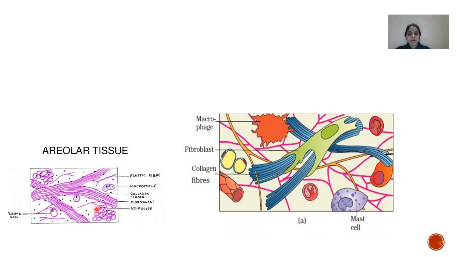First, let us study about areolar connective tissue. So, this is a diagram where you can see macrophages, fibroblast cells, collagen fibers, mast cell. Clear?